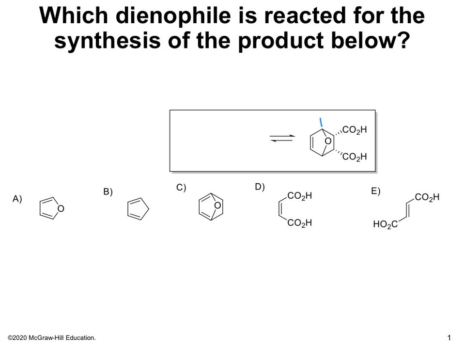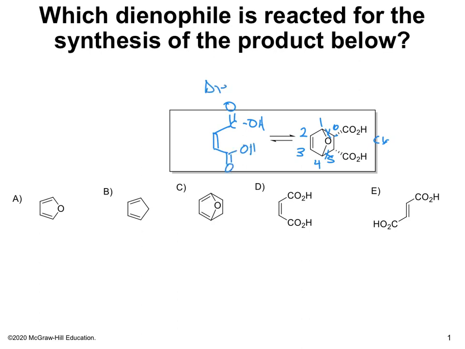We can work this retrosynthetically. So we put an X on the 1 and the 6 and the 4 and the 5. And you see how this is cis. So that means this has to be cis.